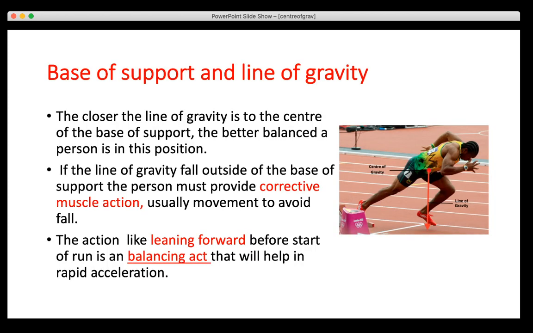Further slides will also make these points clearer to you. So what is the relation of base of support and line of gravity? In the next slide you will get to know.